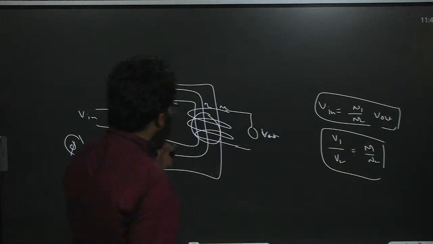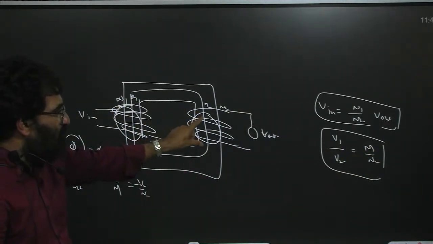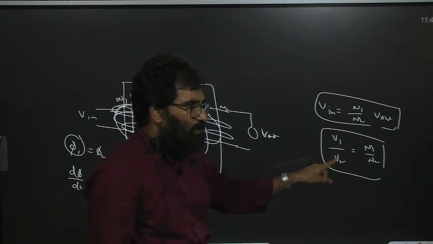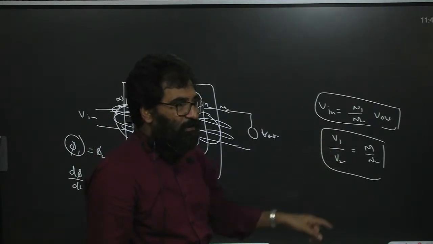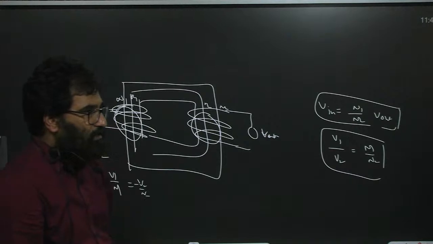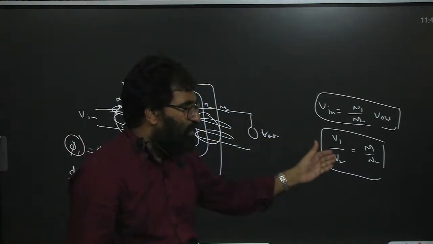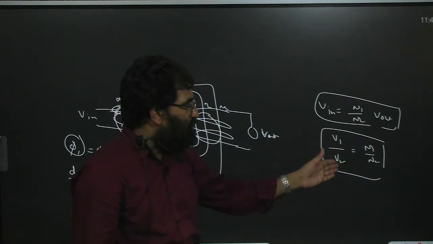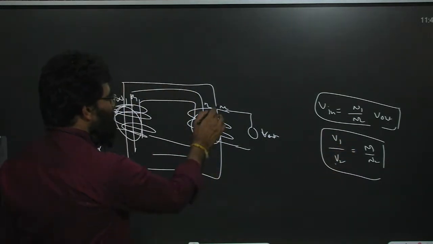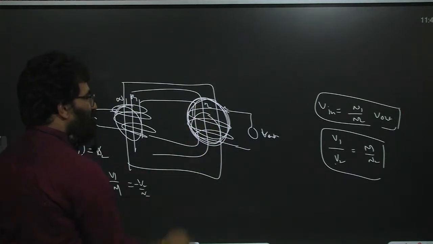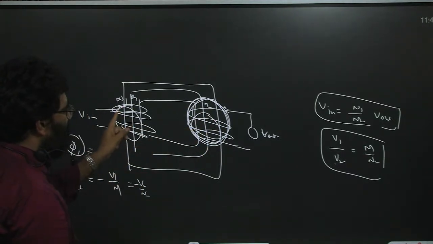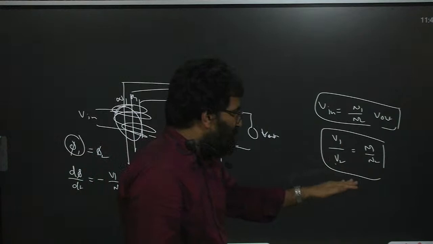If the number of turns in the primary circuit is more than in the secondary circuit, V2 must be less than V1. That is called a step down transformer. If the input voltage is 1000 volts but I want less than that, I use a step down transformer. So V1 by V2 is equal to N1 by N2. If the secondary turns are fewer than the primary turns, it is definitely a step down transformer.